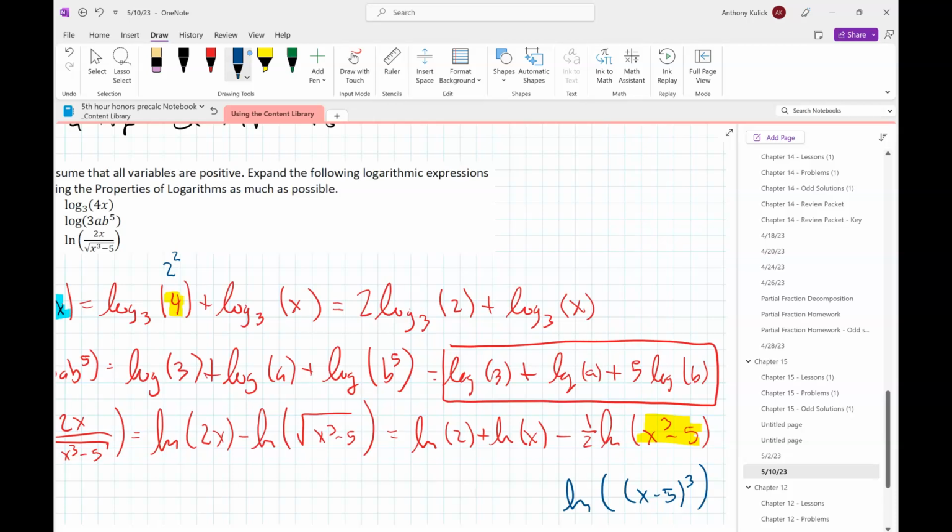Everybody feel okay? All right. This is where we'll stop. At this point, you guys should be able to do 17 through 82.